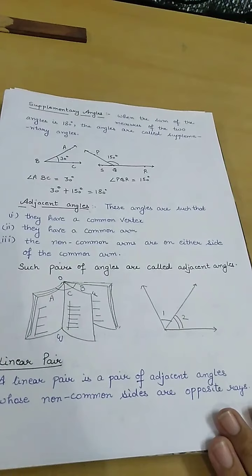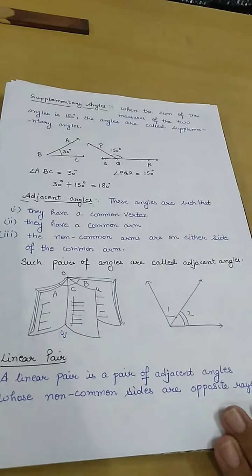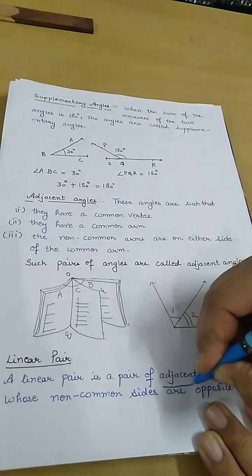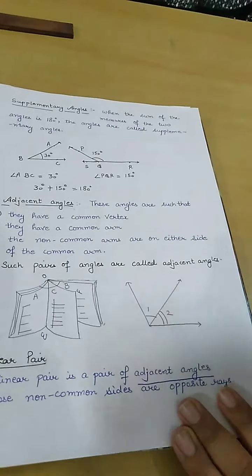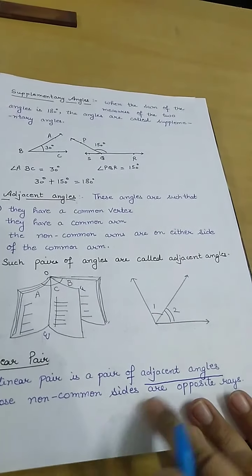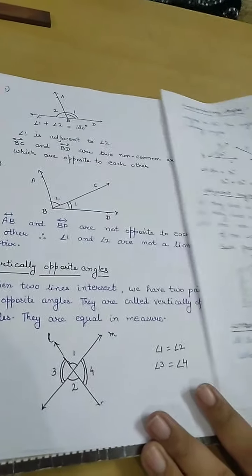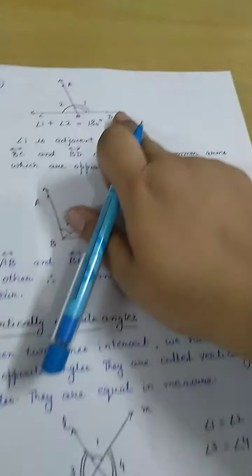Now the next is linear pair. What is a linear pair? A linear pair is a pair of adjacent angles. Please make sure that you remember this point. A linear pair is a pair of adjacent angles whose non-common sides are opposite rays. Whose non-common sides are opposite rays.